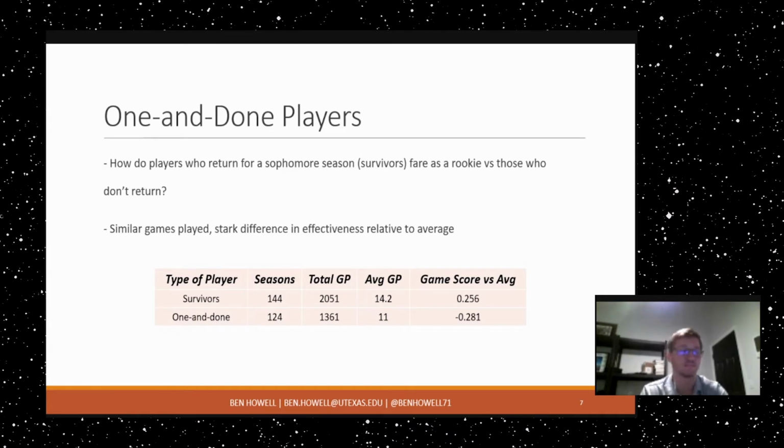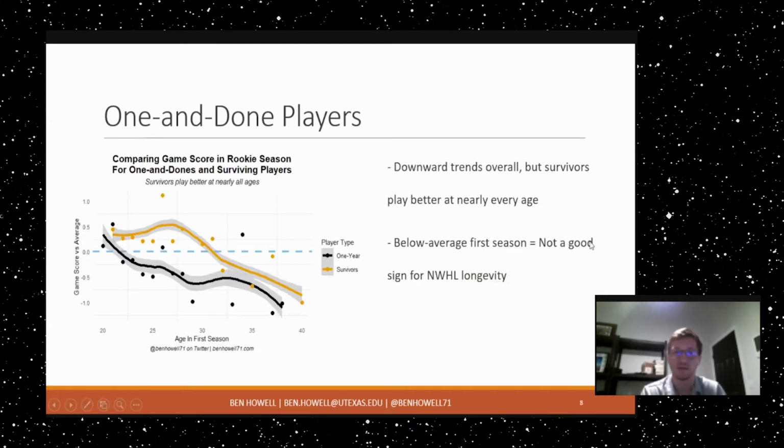And here is a quick graph looking at this difference in game score for rookie years, broken down by survivors and one year players, looking at it by year. There are some interesting trends here in that we see it trends downwards in both senses. So the older you are when you play your first season, you're expected to have a lower game score in your first year. That makes sense, as older players tend to be less effective for a variety of reasons.